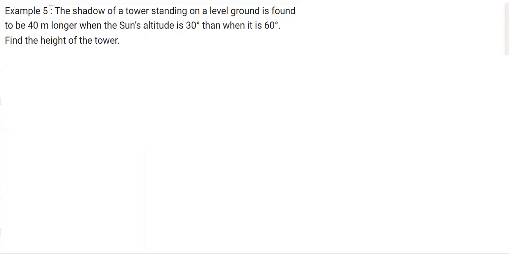In example 5, it says the shadow of a tower standing on the level ground is found to be 40 meters longer when the sun's altitude is 30 degrees than when it is 60 degrees. We have to find the height of the tower. So let's make a tower first.